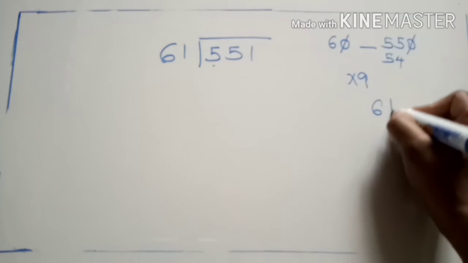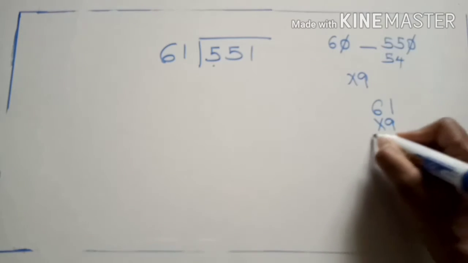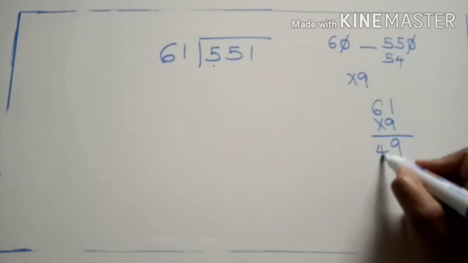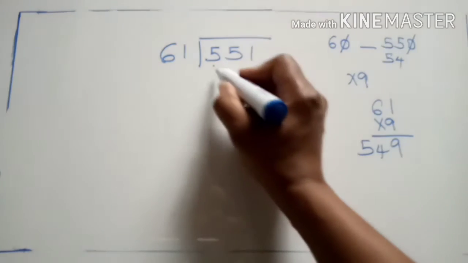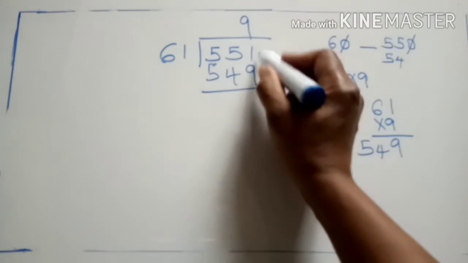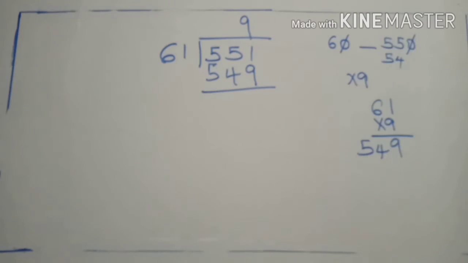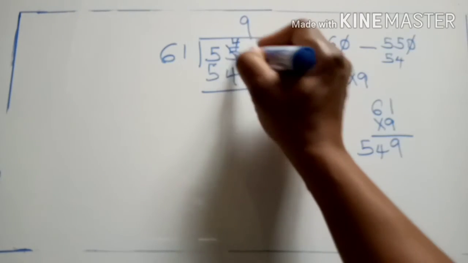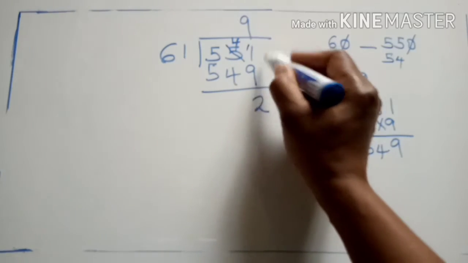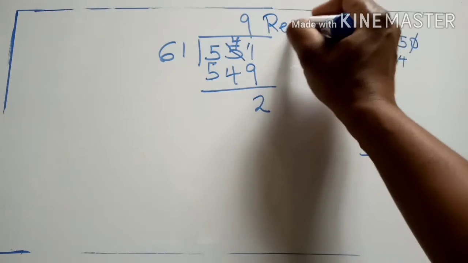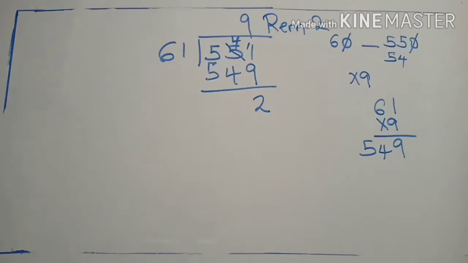So that way we can say 61 times 9. This is 9. This is 54. 549. 549 because of 9. Subtract that. 2. So this one was 4. And this one became 11. Okay. So this is 9 remainder 2.